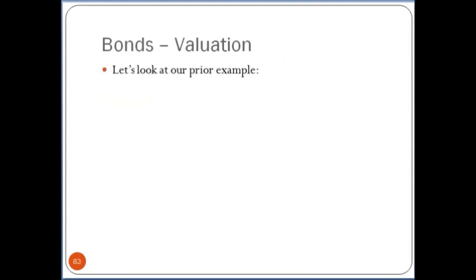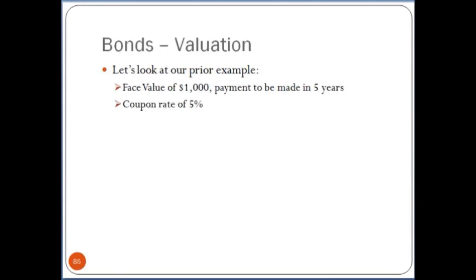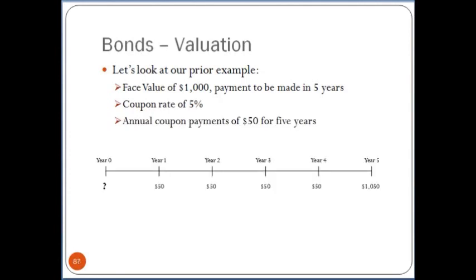So let's take a look at our prior example. We've got a face value of $1,000 to be paid in 5 years, right? Coupon rate of 5%, $50. And here's our timeline. We've got 5 years. We know years 1, 2, 3, and 4, $50 is being paid out. And then in year 5, there's another $50 plus the $1,000 of face value. And our question is how much is this worth today?